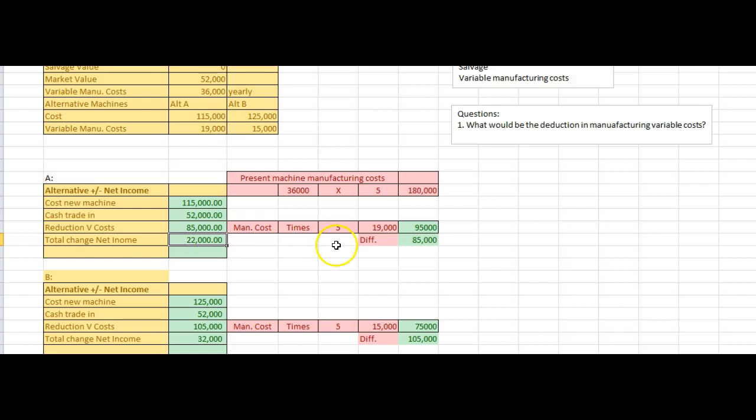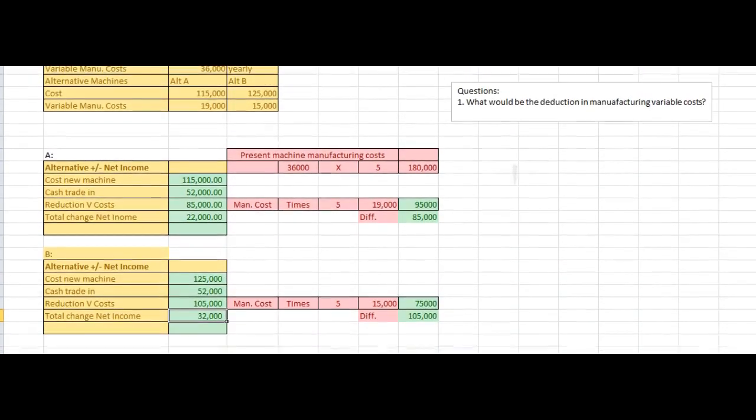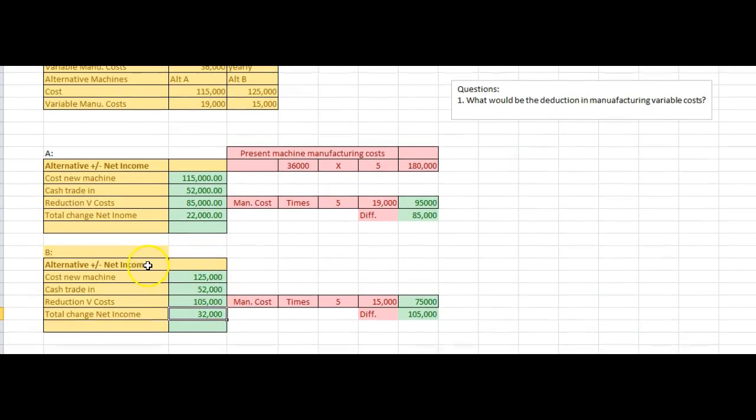That's good. So if I were only looking at keeping the present one and doing A, I would probably do A because I'm going to increase my net income. Alternative B is the same situation, 125, 52, only the reduction in cost is 105,000. And that gives us a total net change of $32,000. So out of these three alternatives, as you go through this, you would probably select B. Fun stuff.